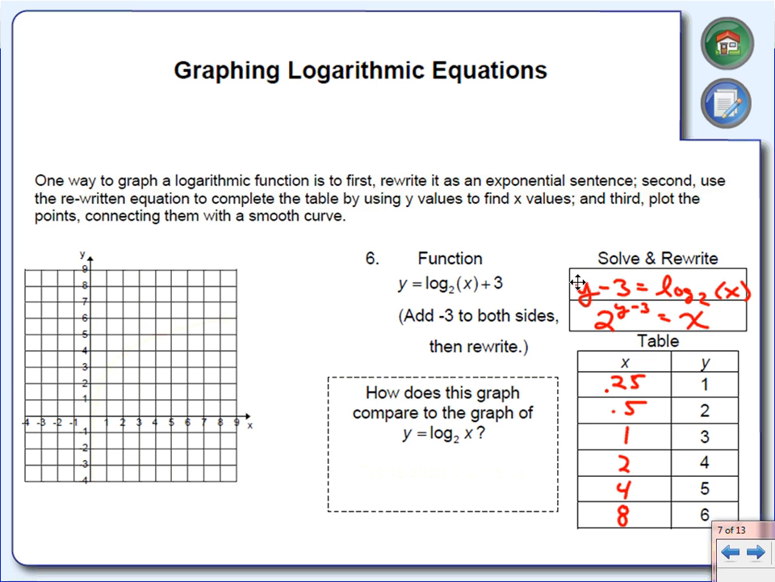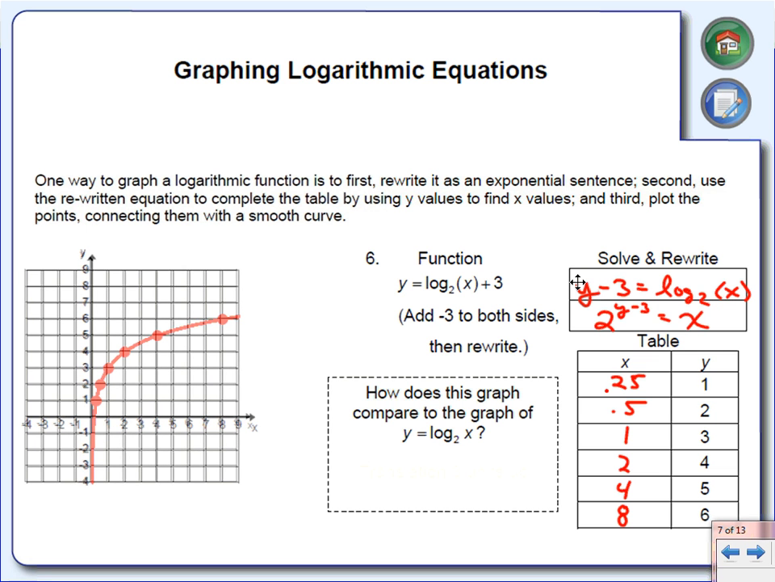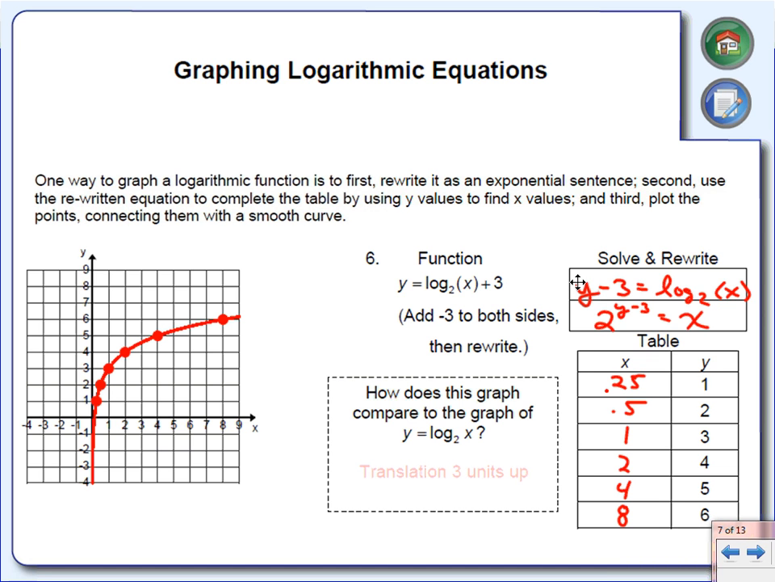All right, so let's go ahead and take a look at the graph. Here's the graph that we're getting. So the question is, did this move up 3 units? Did our parent function move up 3 units? Yes, that's all that happened here, guys. So the transformation that just occurred here is that we move the graph up 3 units.